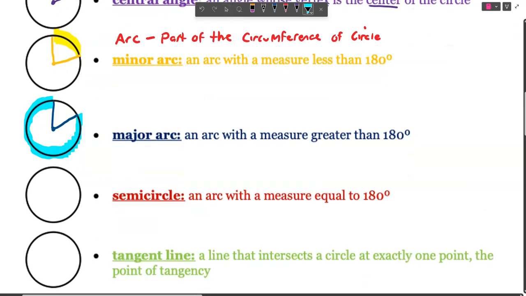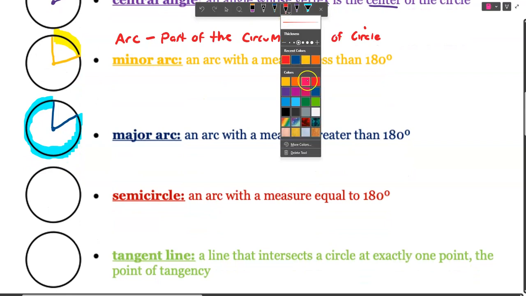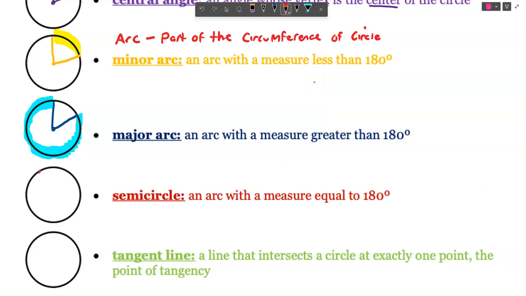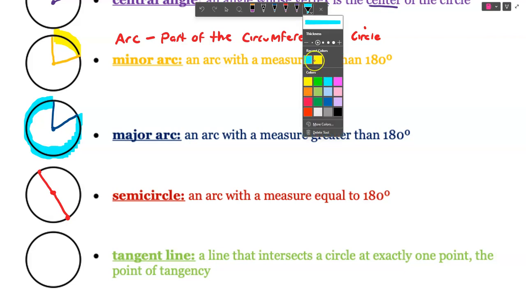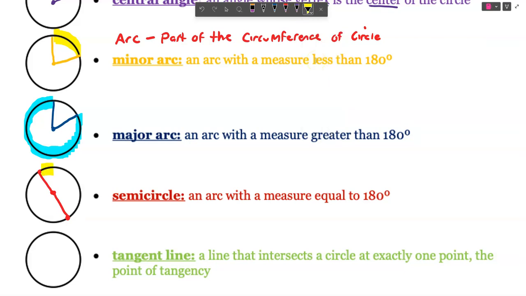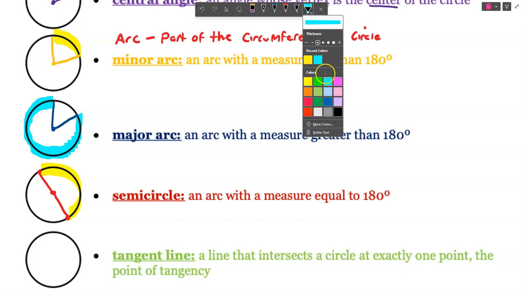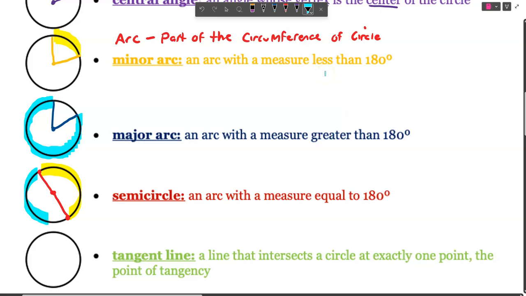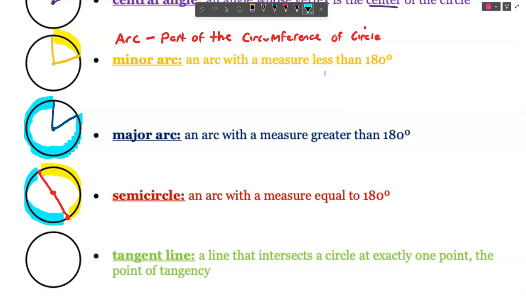What happens when it's exactly 180? Well, that's what we call a semicircle, and you're probably familiar with this. If I draw a diameter that goes through the center like that, a semicircle is going to be exactly half of the circle. So that yellow half is going to be 180, and this blue half is going to be 180. So half a circle is 180. If the arc is less than half, it's a minor arc, and if it's greater, it's a major arc.